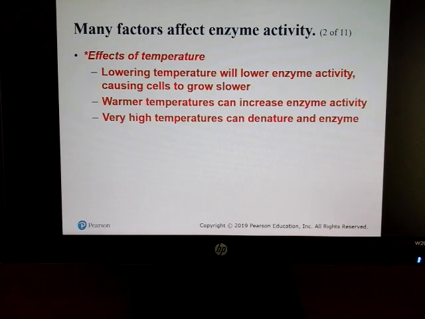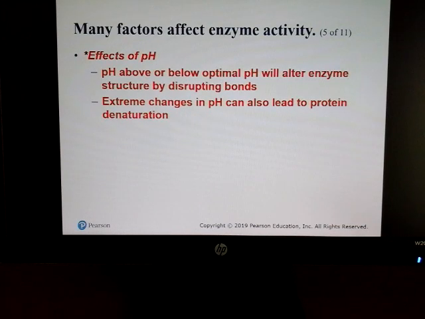Now, effects of temperature. If you lower a temperature, you slow the metabolism down, so enzyme activity goes slower. Warmer temperatures can increase the enzyme activity to a point. However, if you go too high, you can denature the enzyme. Okay? So you can denature an enzyme by going too high in your reaction. Now pH again, above and below, you're going to disrupt the bonds. So extreme changes in pH can also lead to protein denaturation or enzyme denaturation.